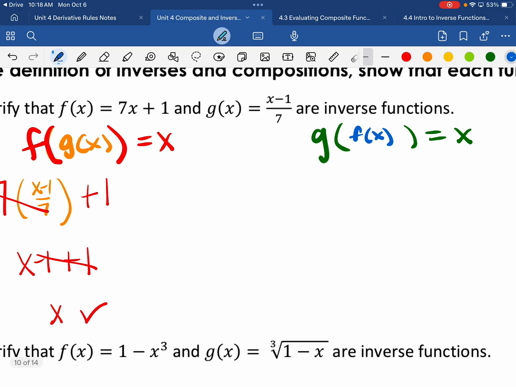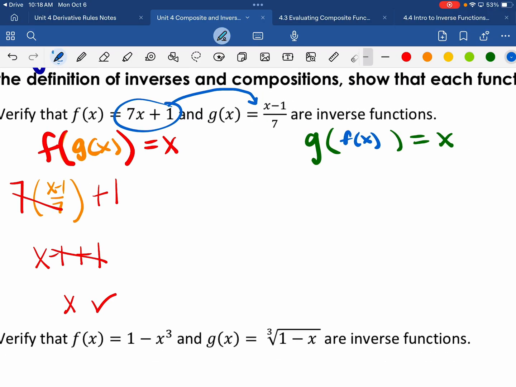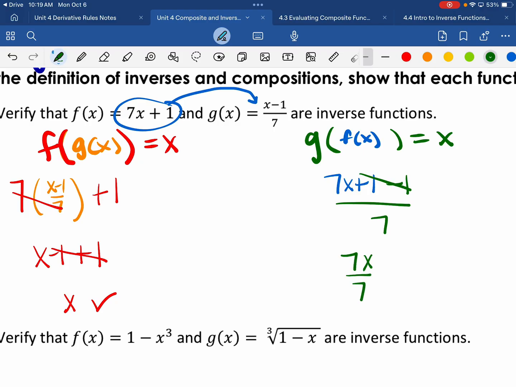And then we're going to go the other way. So now we're going to put 7x plus 1 into g. So (7x plus 1) minus 1, over 7. What cancels first? The 1s. You have to cancel the 1s first. I cancel them in this step. You can't cancel them in the same step as the 7s. Different steps, one at a time. So cancel the 1s, rewrite it, then cancel the 7s.